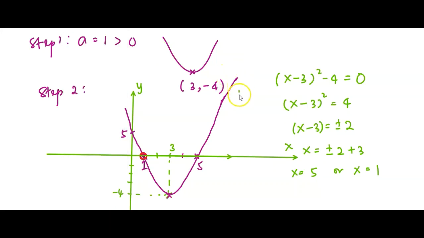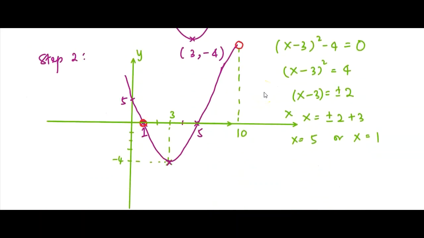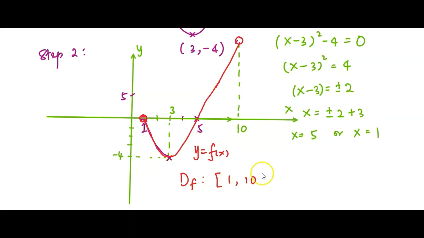This is 10, and also now I need to cut the graph using the empty circle because it does not include 10. So since the domain they want is between 1 and 10, we just keep the graph between 1 and 10. Other than that, we are going to delete. So we end up with this graph. Then now you can label this graph as y equals f(x), followed by finding the domain. The domain is given by the question already, from 1 to 10.